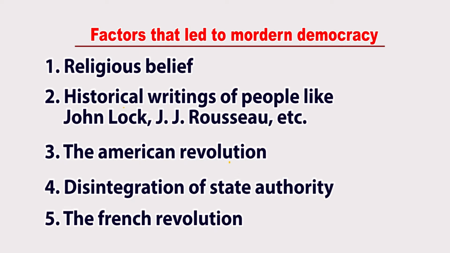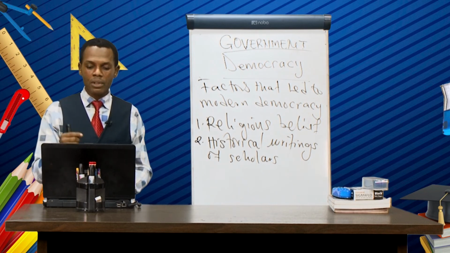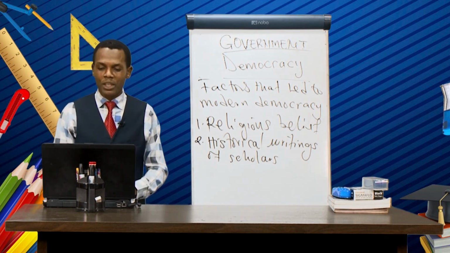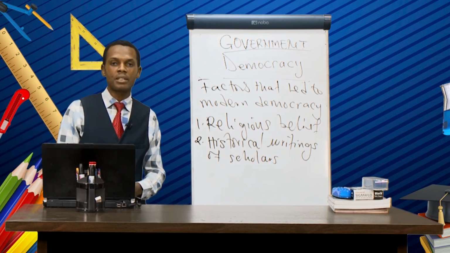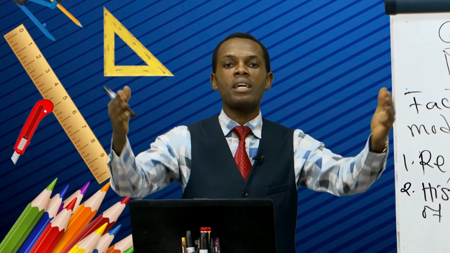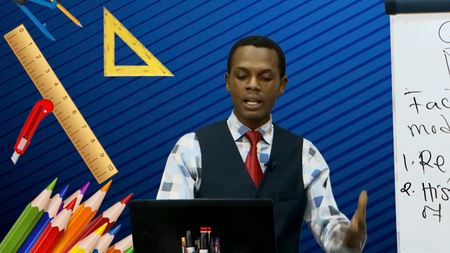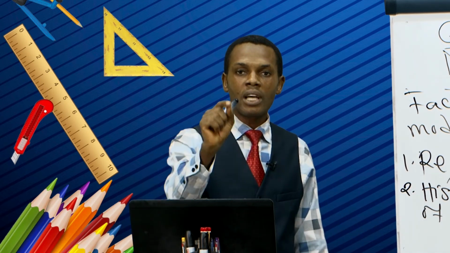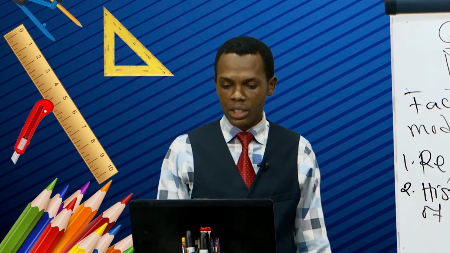Now, number two is historical writings. There are some people that wrote certain books, like John Locke. We have Aristotle, and many of them. John Locke, for example, stated that property, life, liberty, and estate are natural rights of the people. The government is therefore established to ensure that the people enjoy this right that they have. That is the essence of the government. And for that government to be, they have to elect, they have to decide who should be their leader. And that is what this man wrote about.